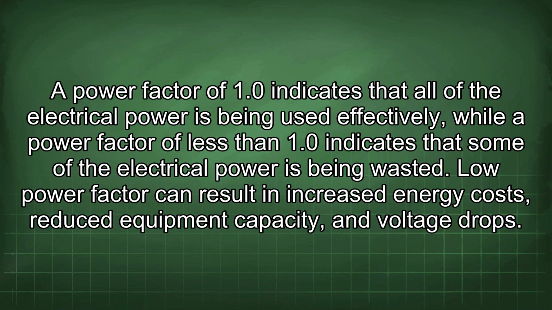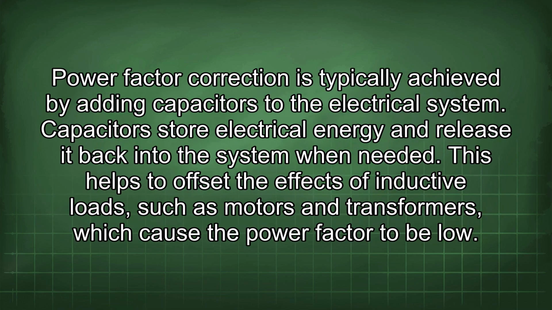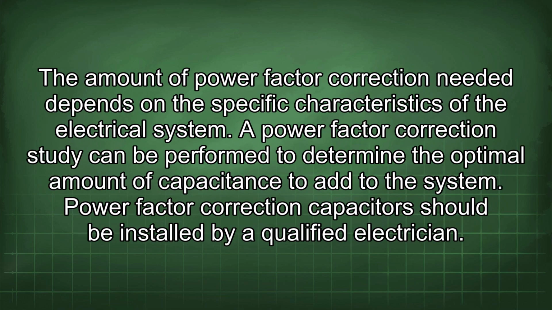Low power factor can result in increased energy costs, reduced equipment capacity, and voltage drops. Power factor correction is typically achieved by adding capacitors to the electrical system. Capacitors store electrical energy and release it back into the system when needed. This helps to offset the effects of inductive loads such as motors and transformers, which cause the power factor to be low. The amount of power factor correction needed depends on the specific characteristics of the electrical system.